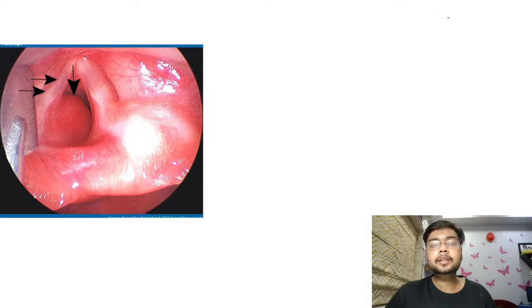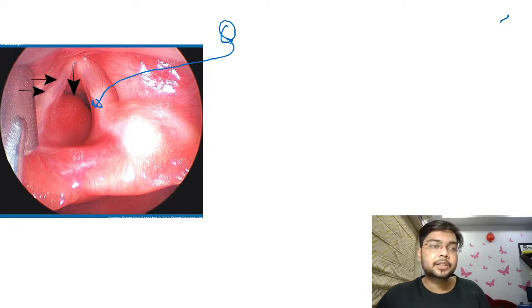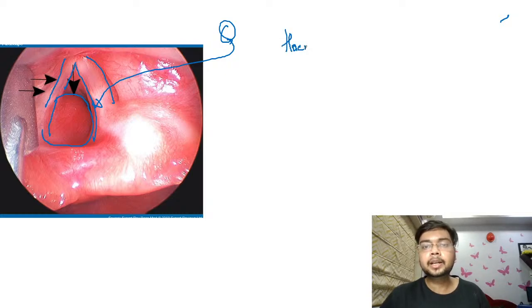Now again a laryngoscopic picture which is depicting a pathology. Can you name this pathology? But first of all, let us see what all we can see. So we can see one vocal cord here and another here, and some vascular reddish thing in the laryngeal inlet. So what can it be? So it can be a hemangioma, right?